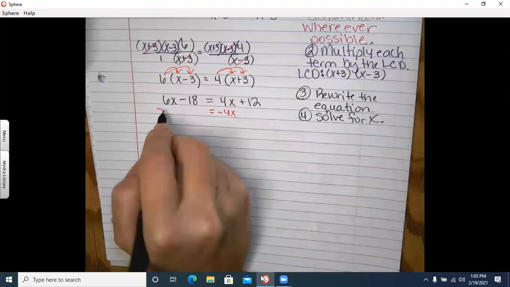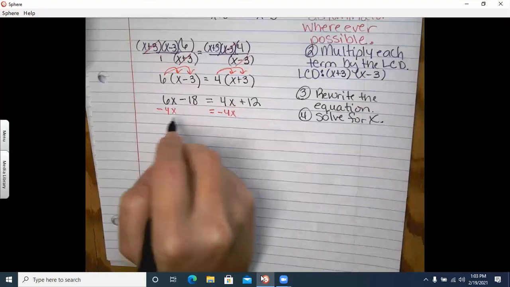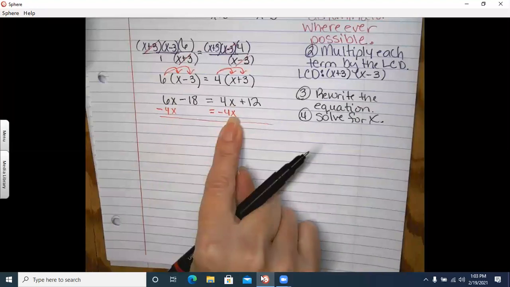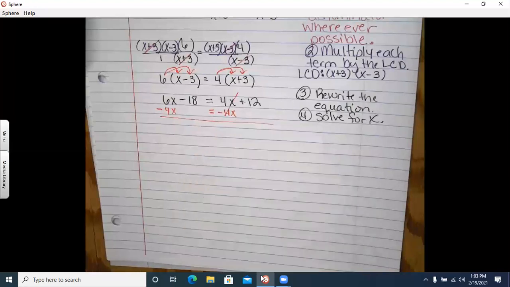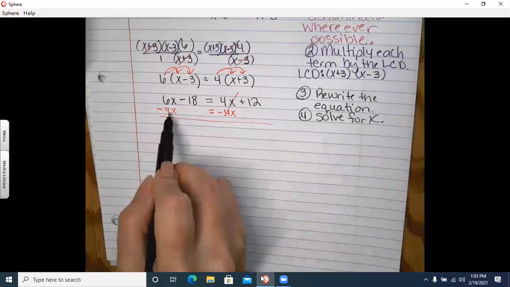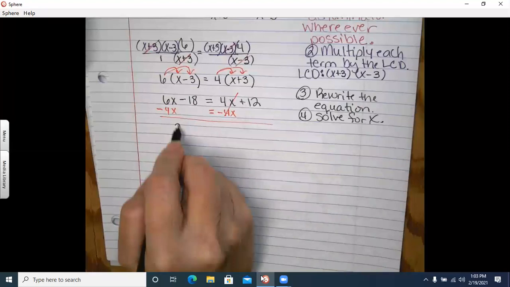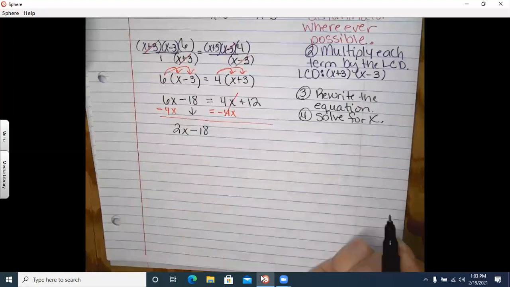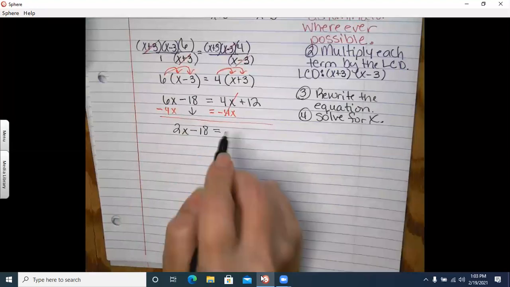If I want to move it from the right side to the left side, if I said plus 4x, what's 4x plus 4x? 8x, I doubled it, right? I want it to go away, so I had to subtract it. So on the left side, my like terms, I lined them up. 6x minus 4x is 2x. Bring down that minus 18. There's no like terms to combine it with. Bring down your equal sign. We already said 4x minus 4x is 0. I do not need to write 0 plus 12, just plus 12.